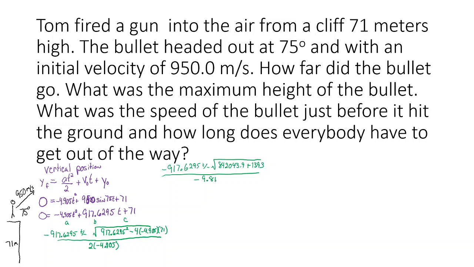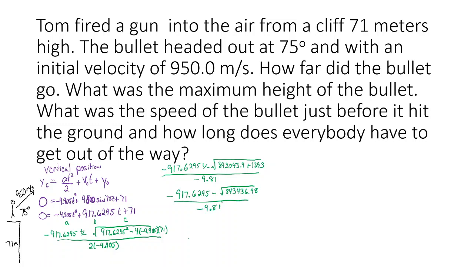So we'll get 1,093 plus 842,043.9635, which gives me negative 917.6295 minus, and I'm going to just put the minus there. There's a reason I did that. 84346.98 all over negative 9.8.